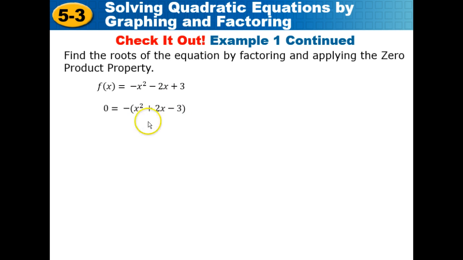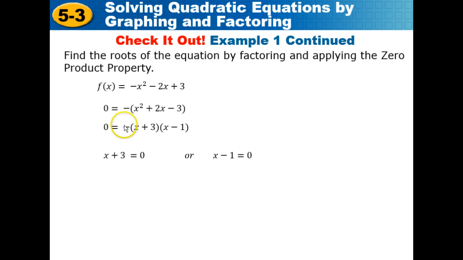The answer is +3 and -1. Those are the factors that multiply to give us -3. Plugging those into our parentheses, we see that we have this parenthesis equal to 0, or because the zero product property says it can be either one, we're going to set each one of those parentheses equal to 0.